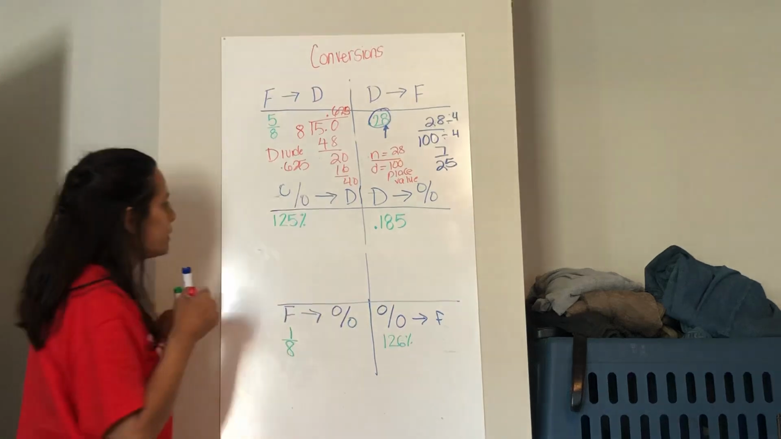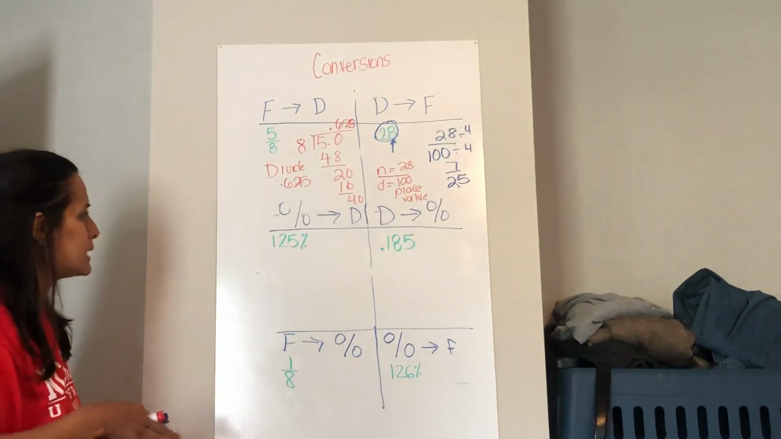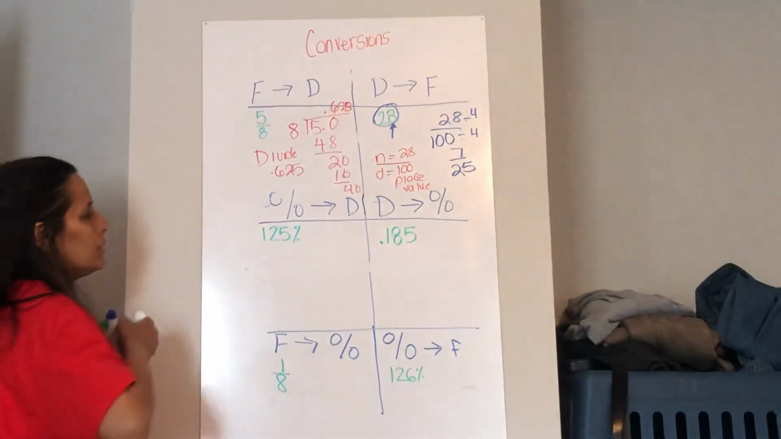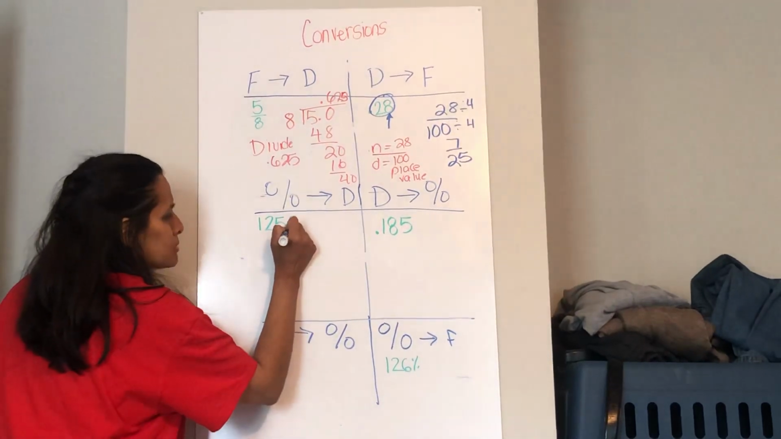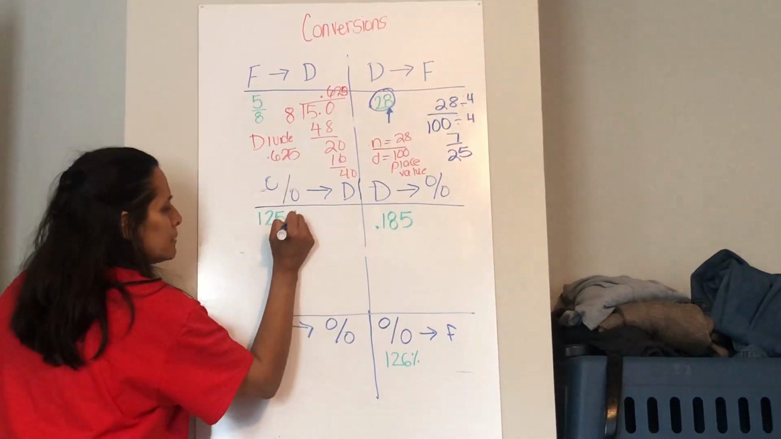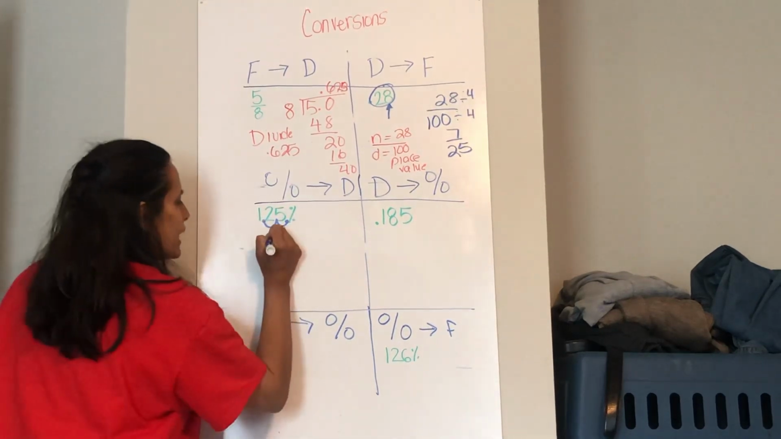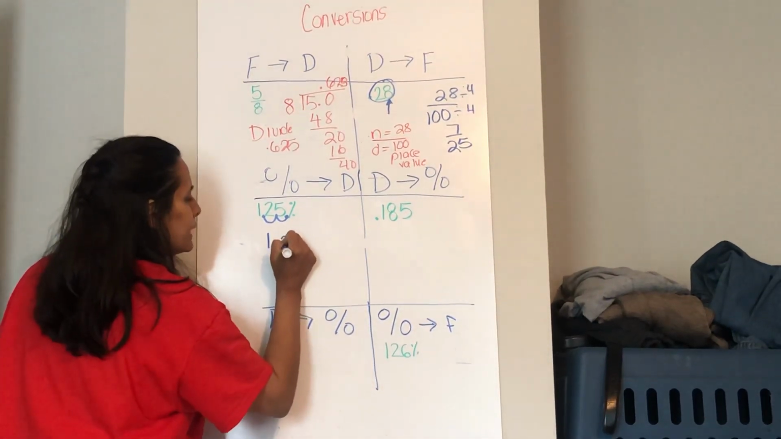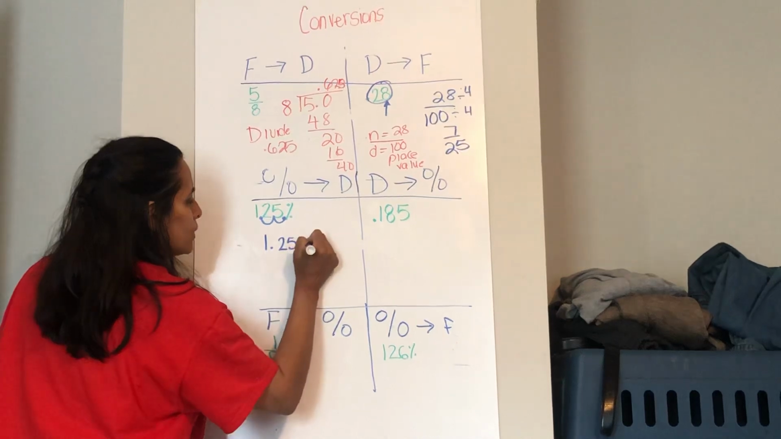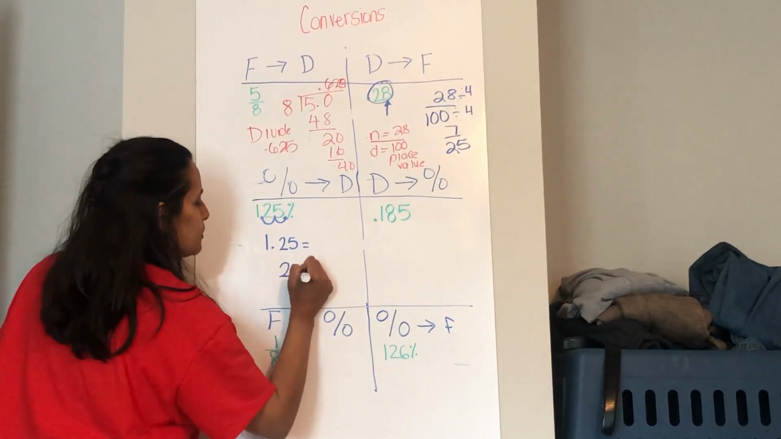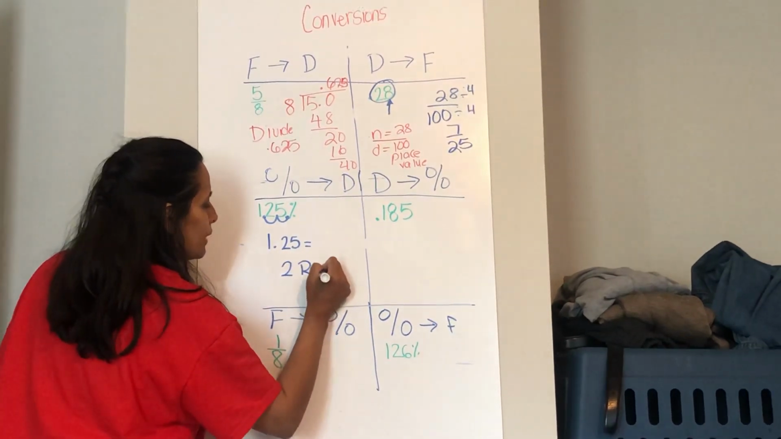Okay? When we want to take a percent and make it a decimal, here's our decimal that we can't see. We're going to move this 2 places to the right. So our answer becomes 1.25. So remember, we move the decimal 2 places to the right.